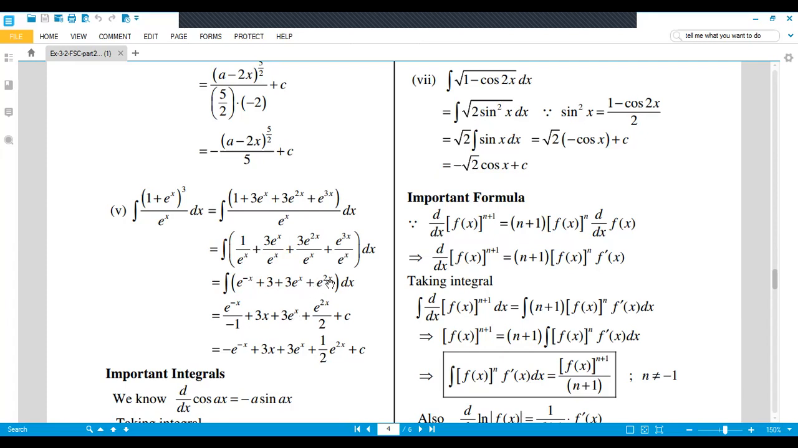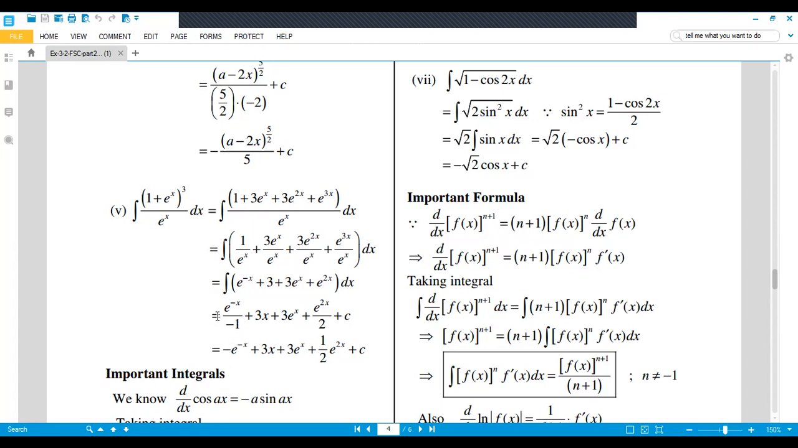Next, e power 2x comes as it is, and for the power 2x the derivative, you know, is 2 into dx over dx, which is equal to 1. So 2 into 1 is 2. So the further derivative we divide by here. Plus c is the constant of integration.